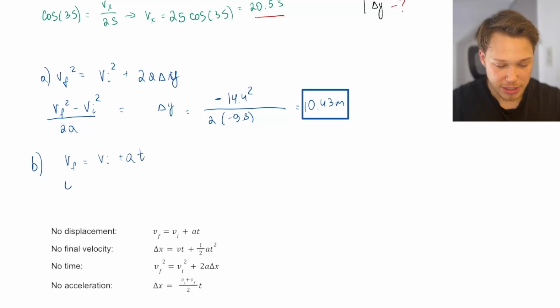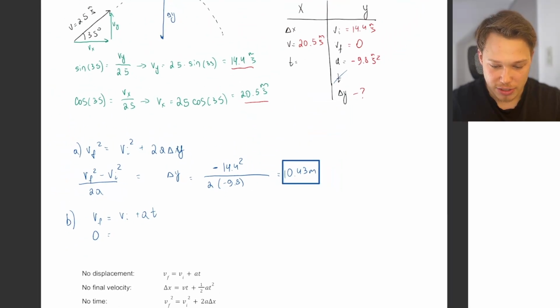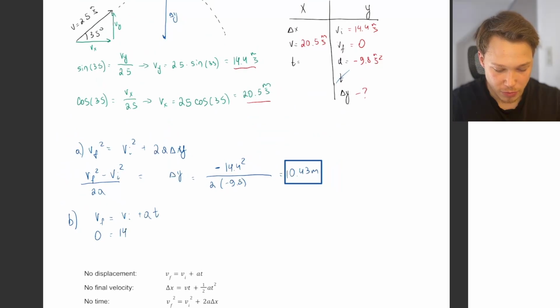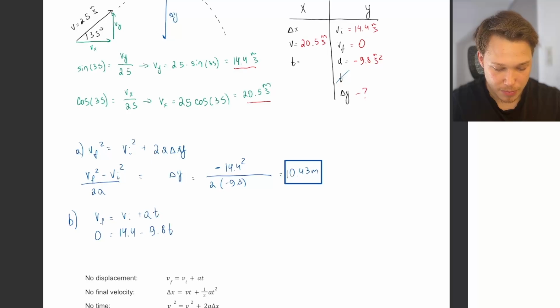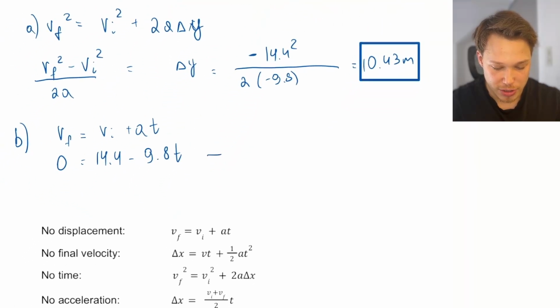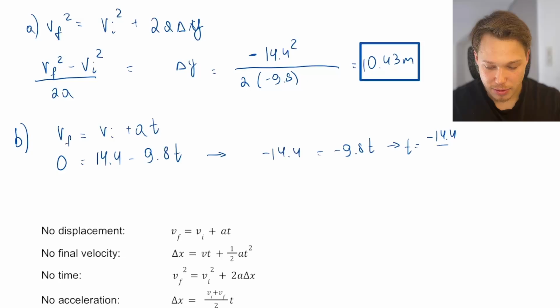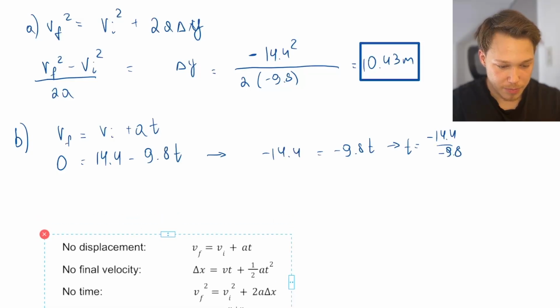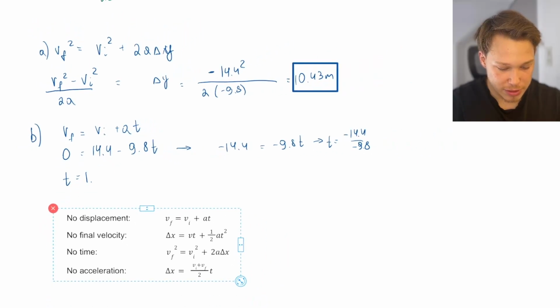So final velocity is 0. Initial velocity was 14.4. This is negative 9.8 t. So if we rearrange this, we subtract 14.4 on both sides and divide by negative 9.8. So time is equal to 1.46 seconds.